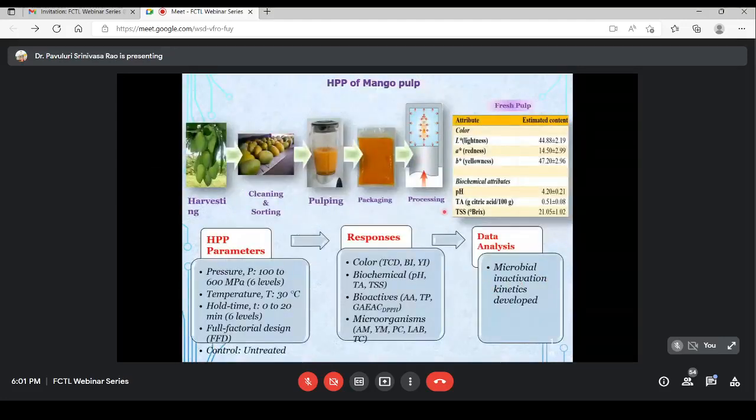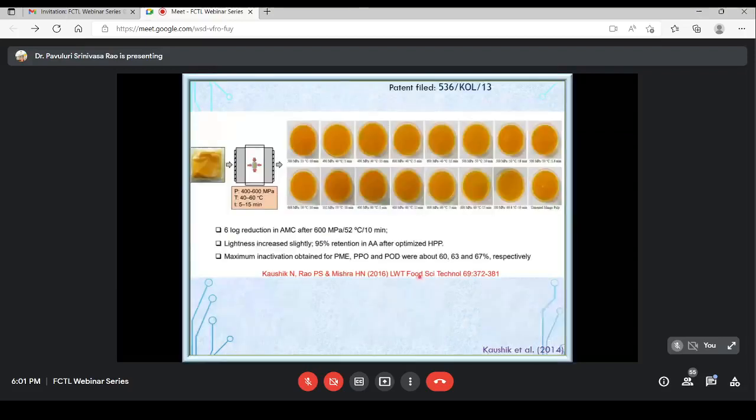Another study we did is on HPP of mango pulp, where the range of pressures were again 100 to 600 megapascal, and the treatment time was 20 minutes, and we have taken, of course, different levels. And you can see here, these are under different conditions. This is the control sample, where these are treated with different combinations of pressure, temperature, and time. So this way the process severity did not influence the color basically. So 6 log cycle reduction was possible in AMC after 600 megapascal application for about 10 minutes at 52 degrees centigrade.